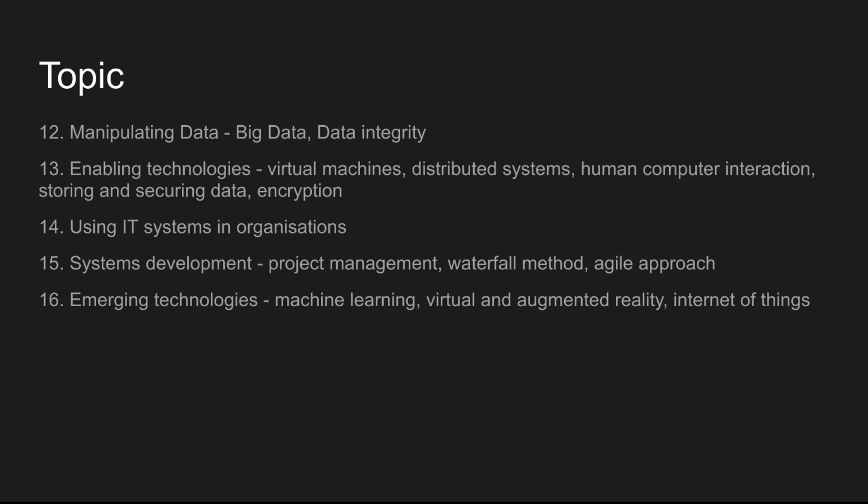After that, we'll move to system development, like project management, the waterfall method, the agile approach. This is a type of process we follow during the period when we develop software. For developing software, we not only focus on coding, we have to focus on some methods. For the waterfall method, we have to gather the requirements first, then do the research, then do the coding, and so on. After that, we will move to emerging technologies. That covers how machine learning works, how virtual and augmented reality work, how the Internet of Things works.